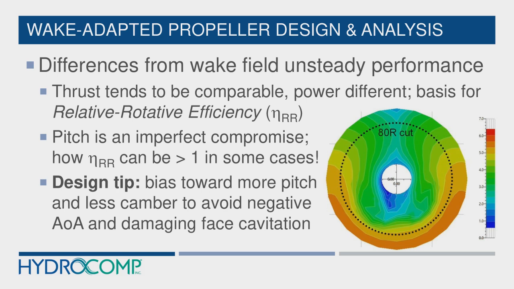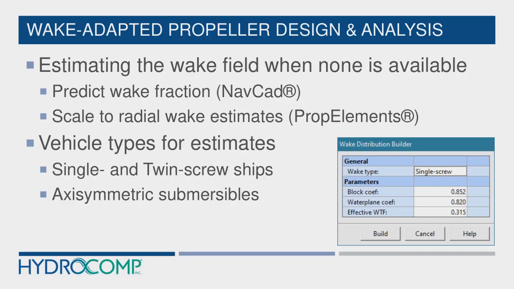So we always want to steal a little bit from camber and give it a little more towards pitch. So we always maintain a little bit higher pitch. That's another reason why we're a little bit more off design, a little bit more imperfect on the compromise, and how the relative rotative efficiency can be a little bit more than 1 in certain cases.